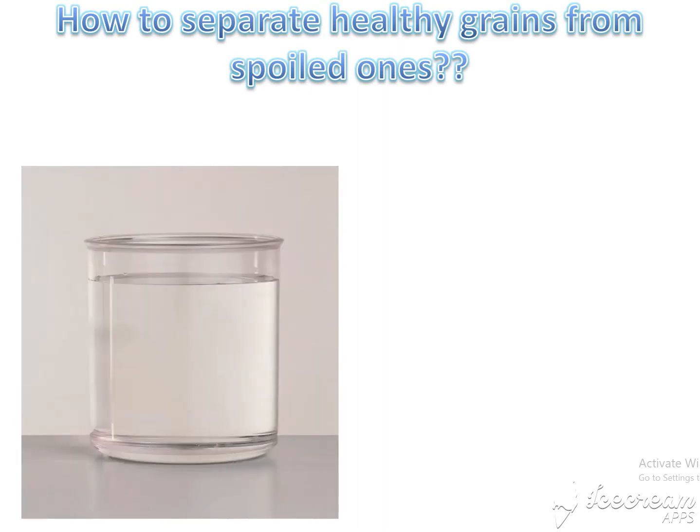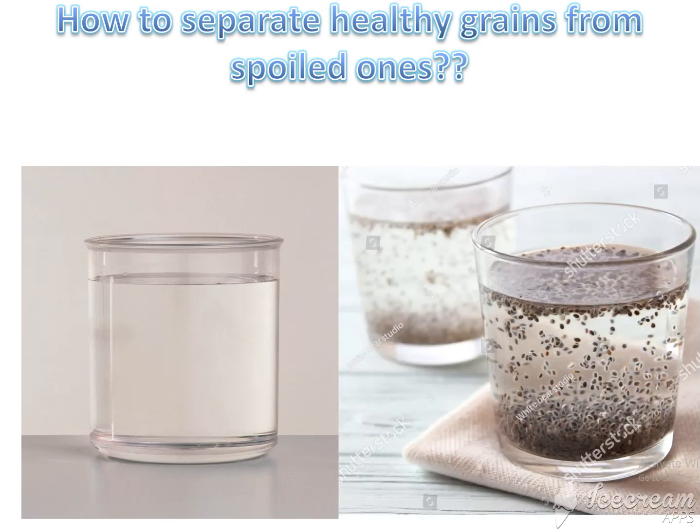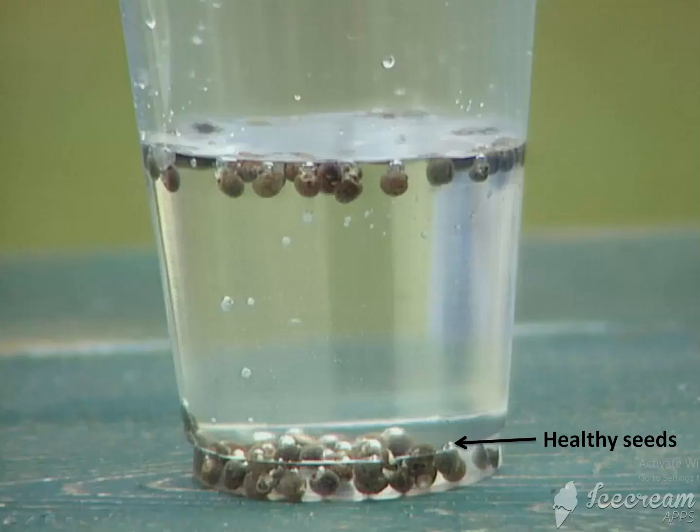There is an experiment. First, take a beaker and fill it with water. Put some grains in the beaker and stir them. That means you have to mix them and leave them undisturbed for some time. Now observe the grains inside the beaker. Some grains settle down at the bottom of the beaker and some float on the surface of the water.